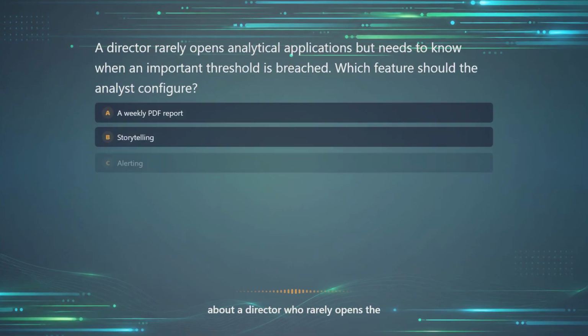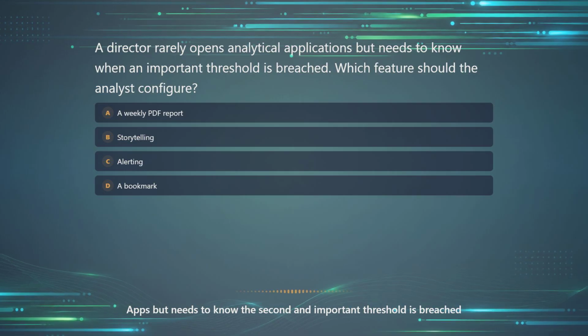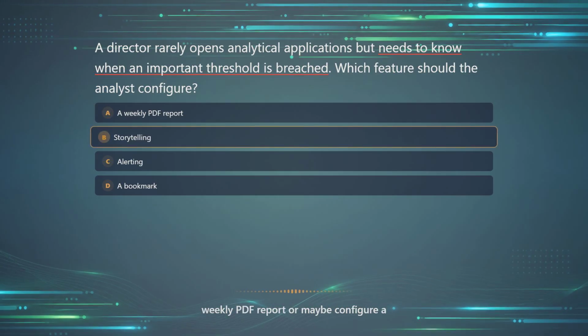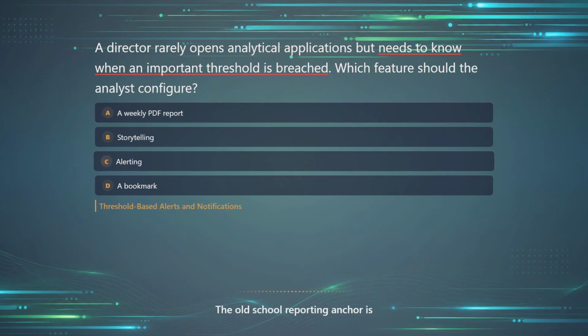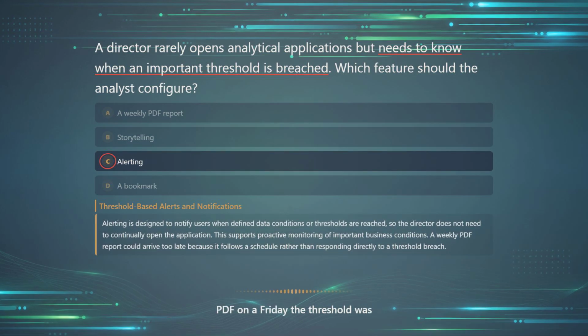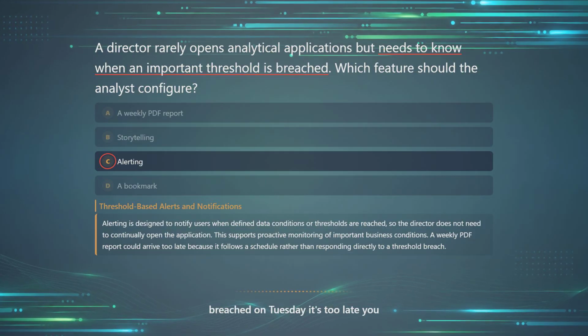But what about a director who rarely opens the apps, but needs to know the second an important threshold is breached? Right. In traditional BI, I'd set up a scheduled weekly PDF report, or maybe configure a nice storytelling presentation. The old school reporting anchor is strong, but by the time they read that PDF on a Friday, the threshold was breached on Tuesday. It's too late. You need alerting. Because it pushes the data to them.